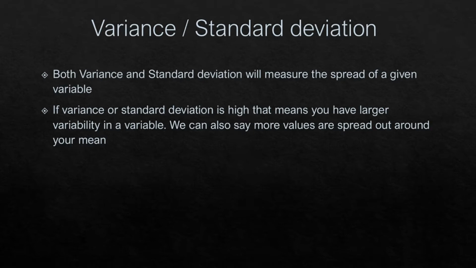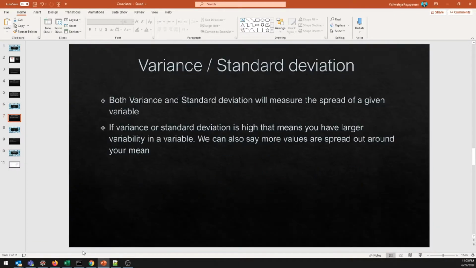As I said, both variance and standard deviation give the same kind of information. But what is the major difference between them? Standard deviation is nothing but the square root of the variance. What it does is eliminate the sum of squares. We'll talk about what the sum of squares is when we calculate the variance and standard deviation in the Excel sheet. Now let's see how to calculate it in the Excel sheet.